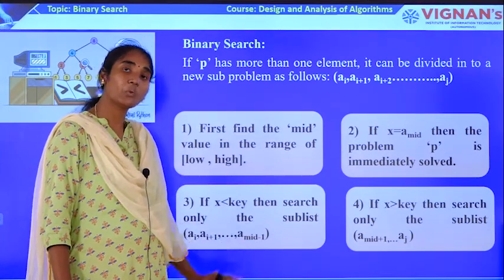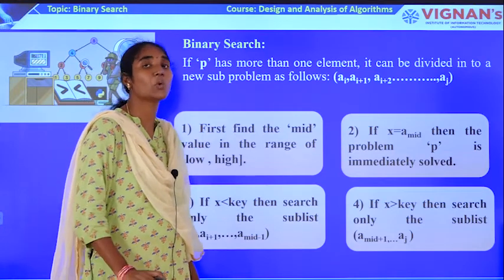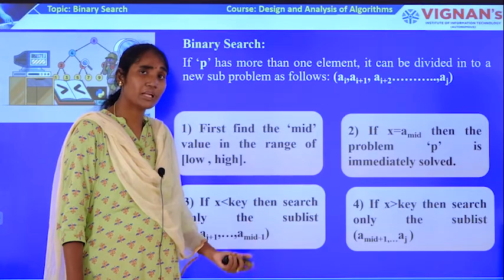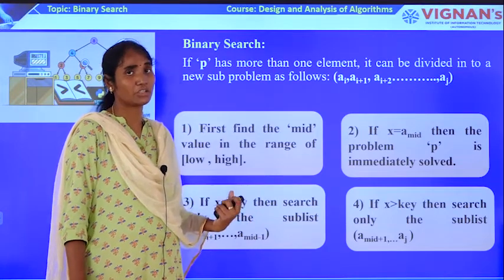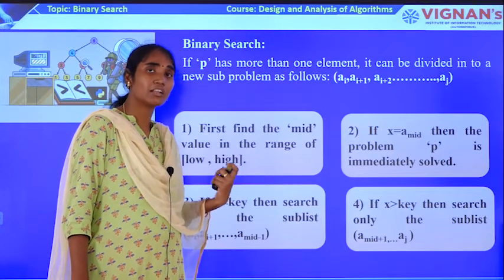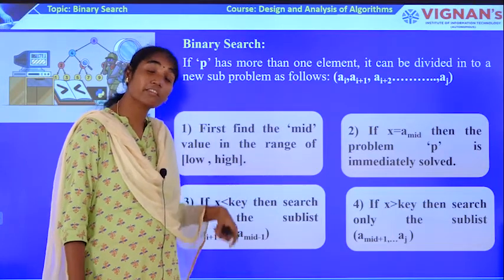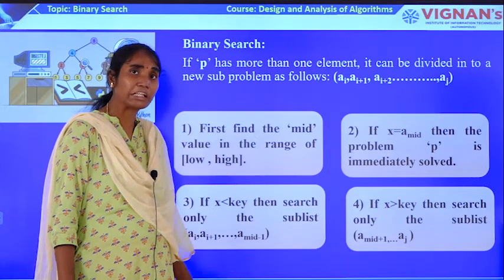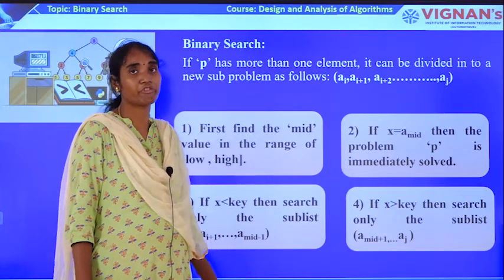Now I'm keeping the low value as it is and making the high value as mid minus 1. So I will only check the left sublist up to the mid position. That is, I will exclude the mid and only check the left sublist. Now if x is greater than a of mid, then I can conclude that the corresponding element is present in the right sublist of mid.